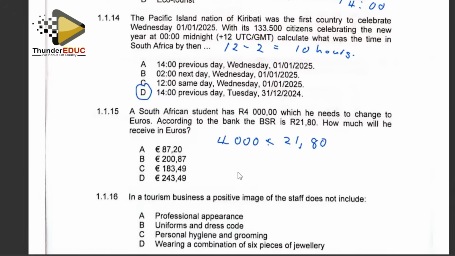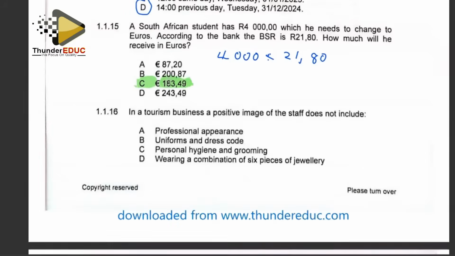So if you take your calculator, 4,000 divided by 21.8 would give us 183.49. So our correct answer in this particular case would be the letter C. It will give us 183. That is the correct answer for that one.